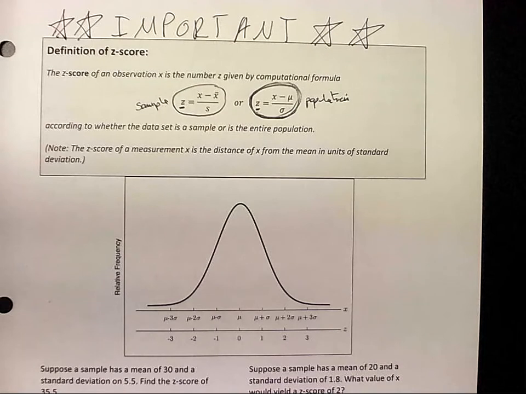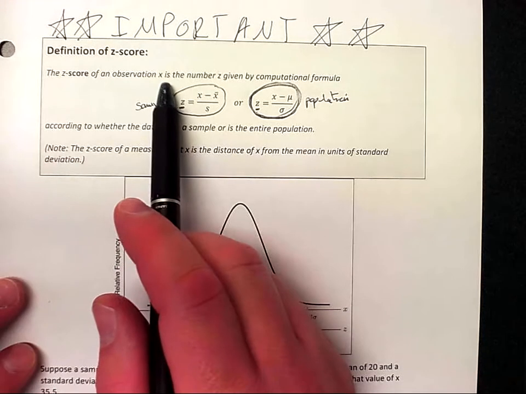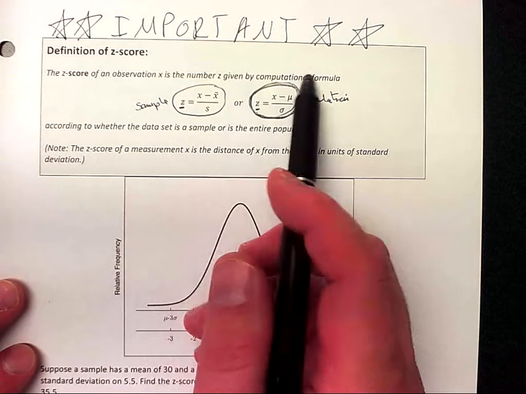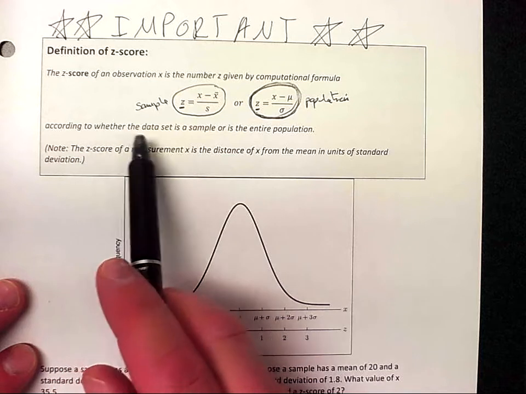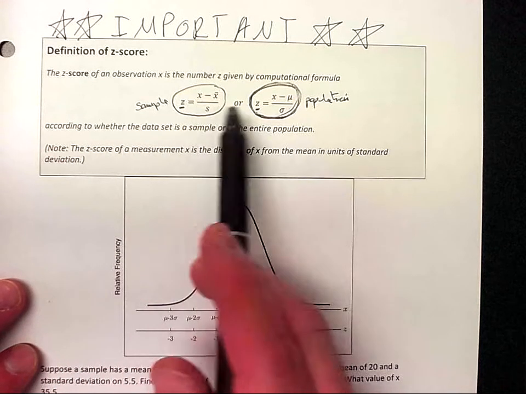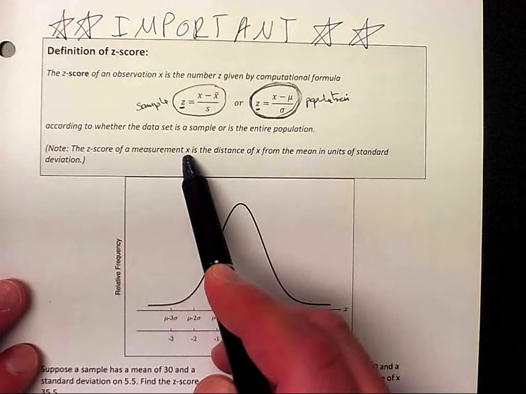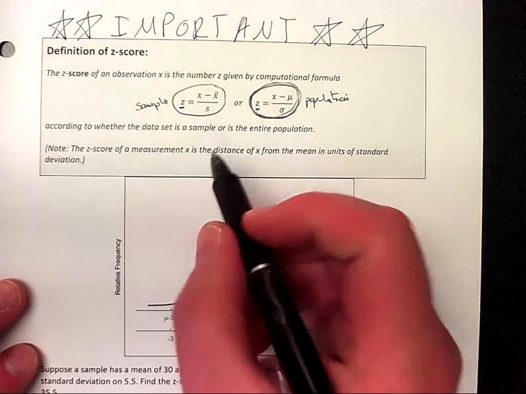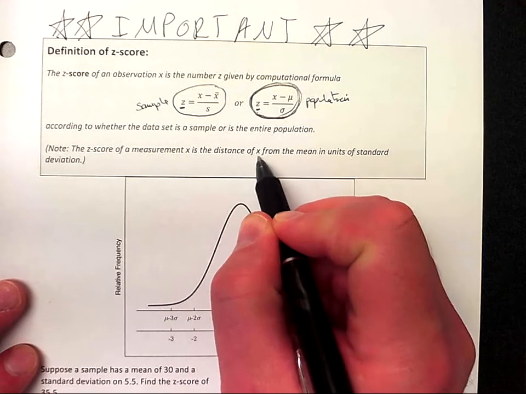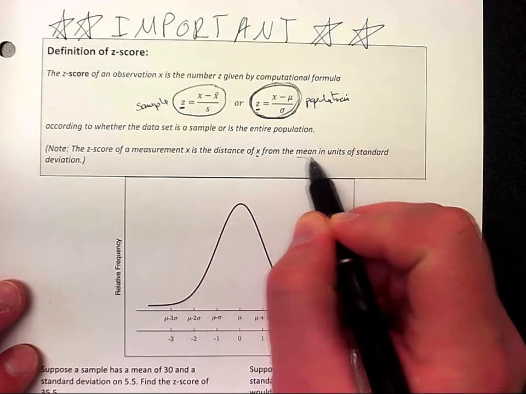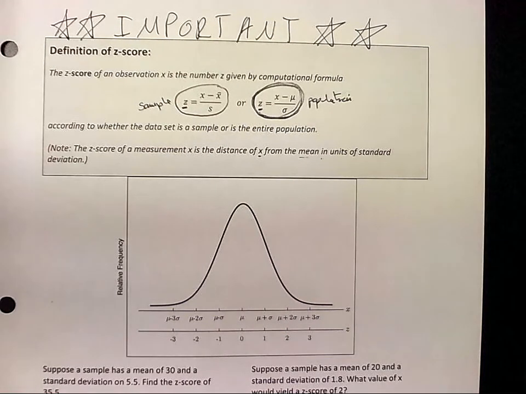All right, so let's see what this formula is all about. The z-score of an observation x is a number z given by these formulas according to whether the data is a sample or a parameter. And the z-score is a measurement of x. The z-score of x is the distance of x from the mean in units of a standard deviation. All right. Now, what the heck does that mean, right?